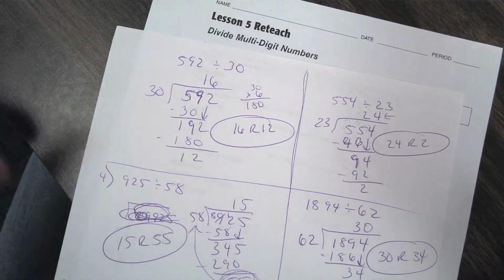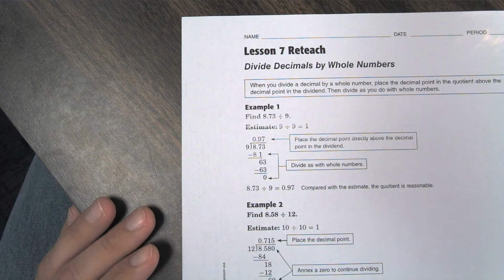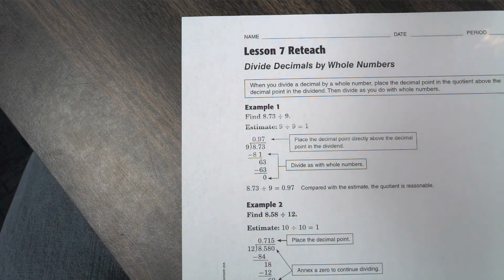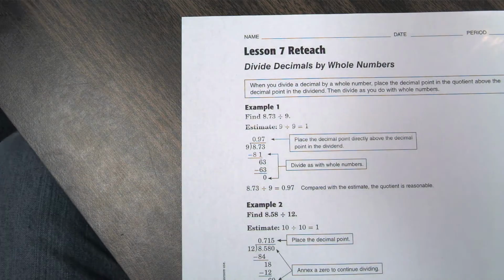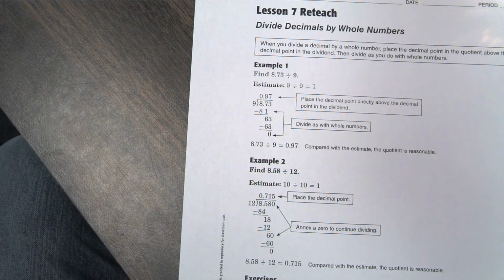Now we're going to go to lesson 7. So lesson 7 is when we start introducing the decimals. All right, so lesson 7, if I can find it, looks like this. Okay, so you're still just doing long division. Nothing changed with that. So all we're doing now is we threw a decimal at you. Okay, so I'm going to go ahead and do an example number 1.